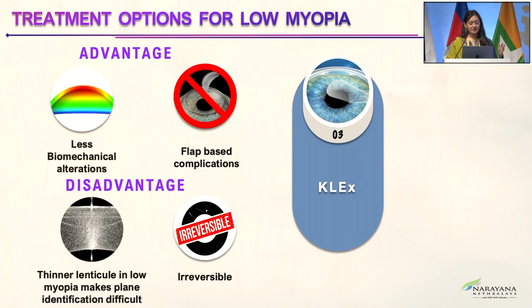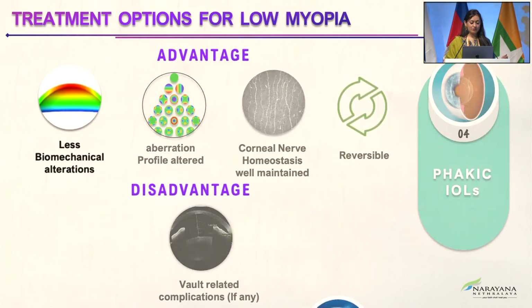When it comes to the CLEX procedure, it's better than LASIK but worse than trans-PRK in terms of biomechanical alterations. It does avoid flap-based complications, so you can give it to your sports people or your people in the army, or anyone with a lower, thinner cornea, and you can do an extra procedure. However, when it's a very low myope, with newer technologies coming in, sometimes the lenticule is very thin and it makes it difficult for us to identify the plane and remove the lenticule. Sometimes there is a fear that the lenticule may be torn or retained, especially at the edges in very thin corneas. And like LASIK, it is irreversible.